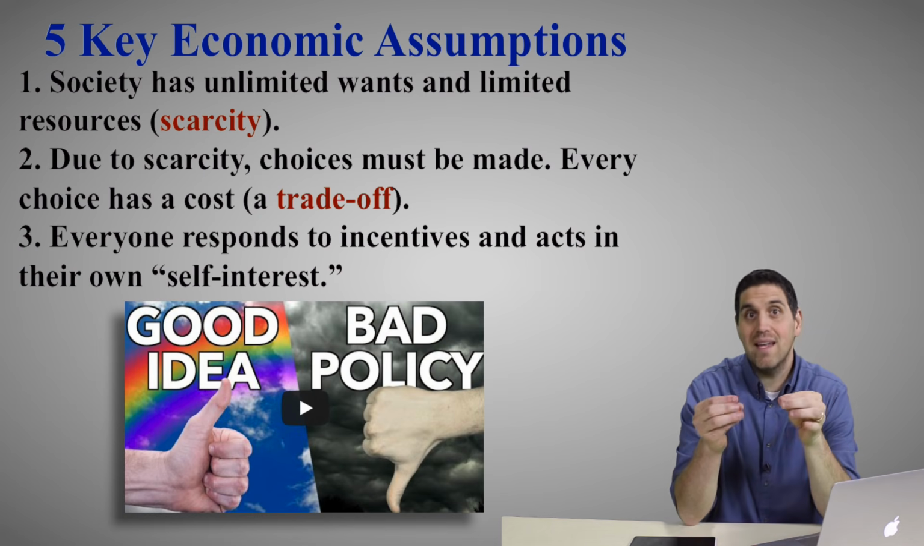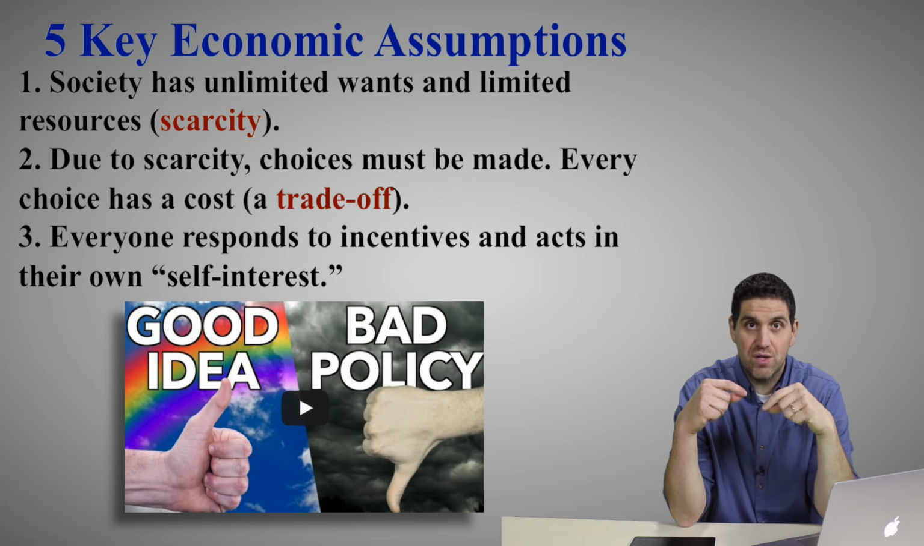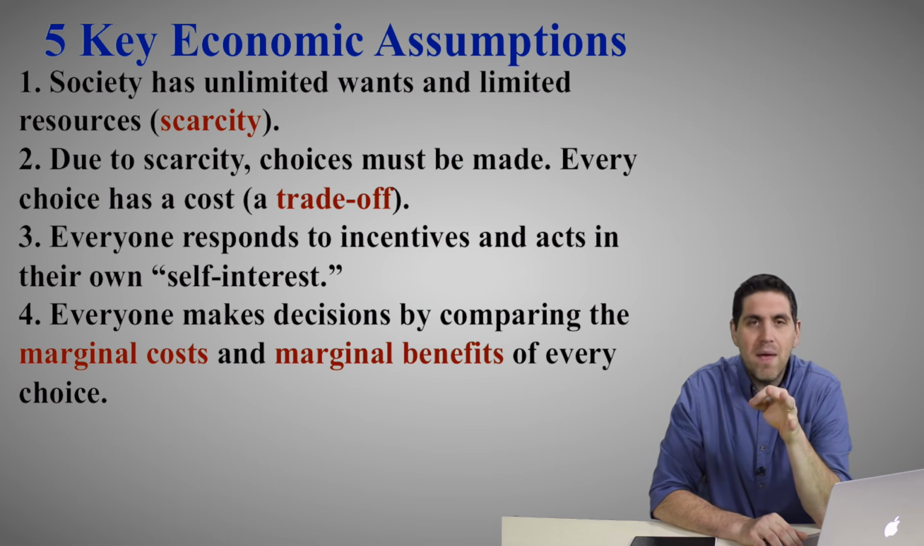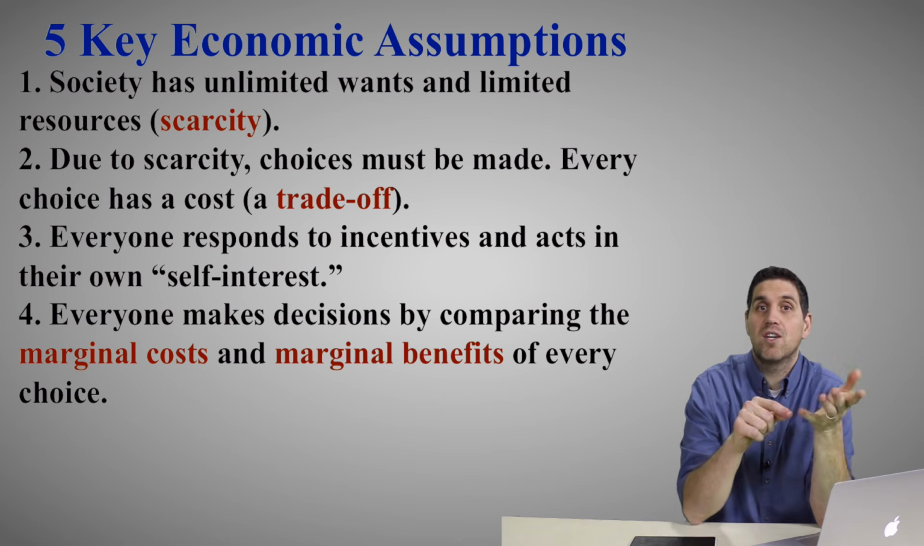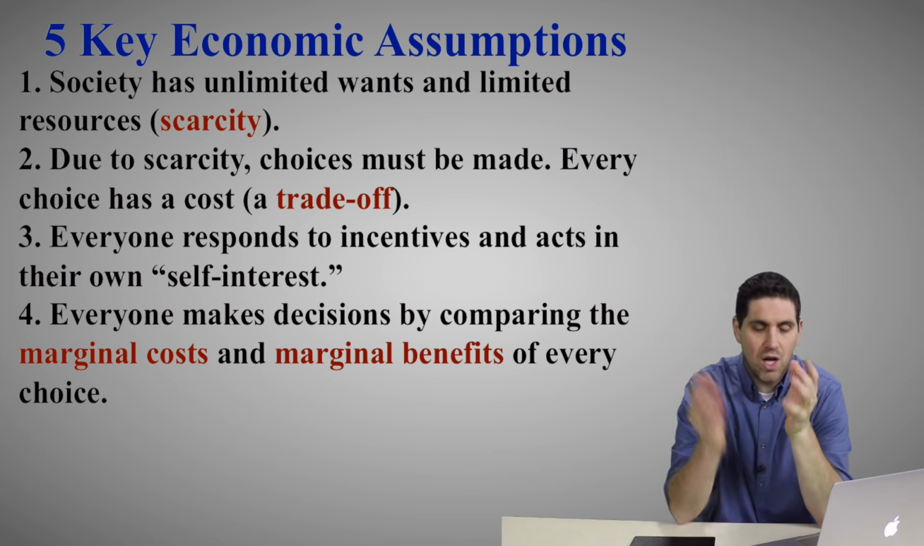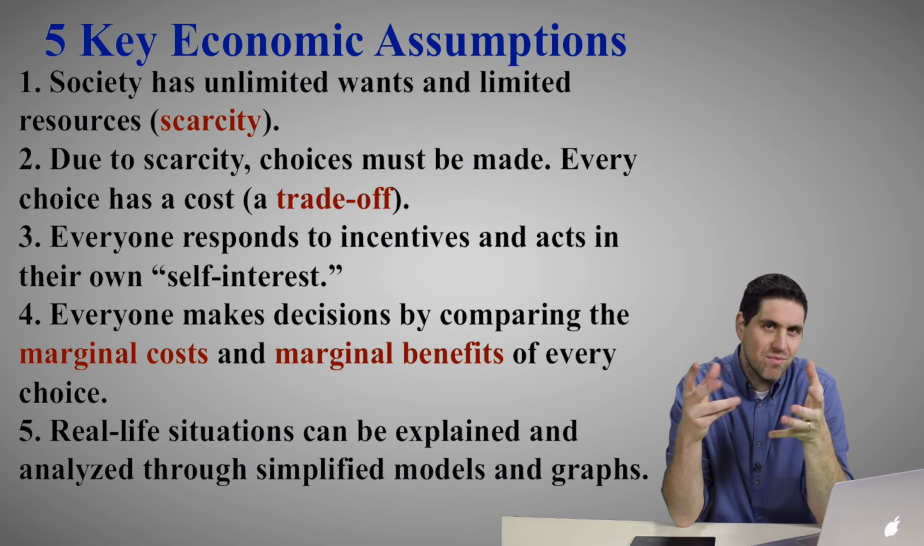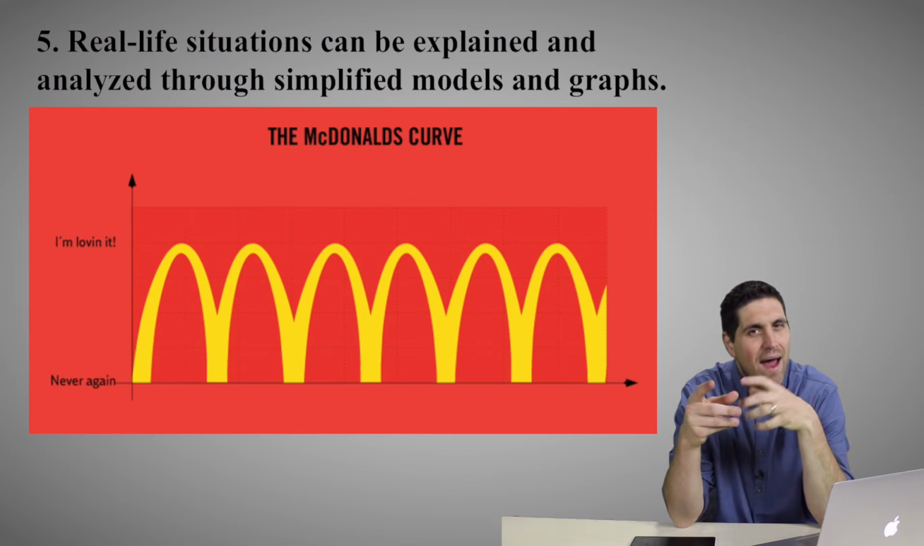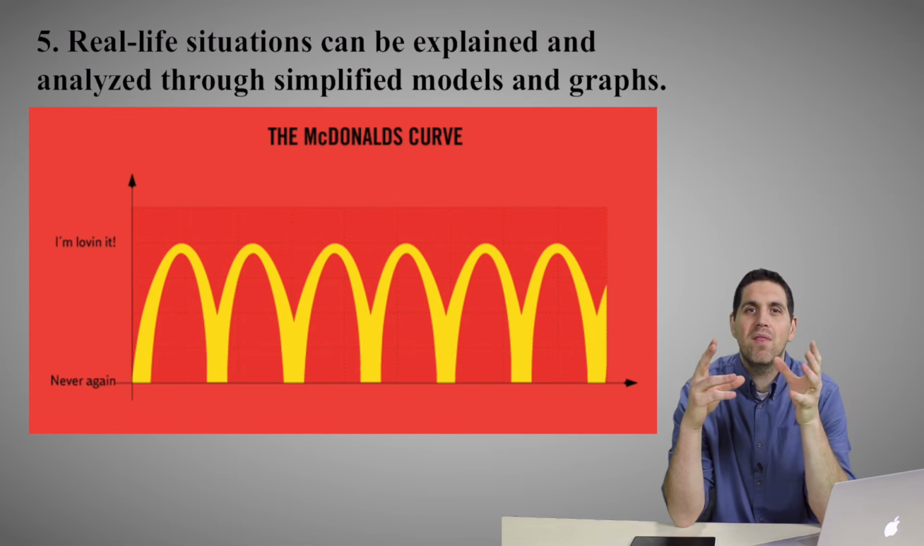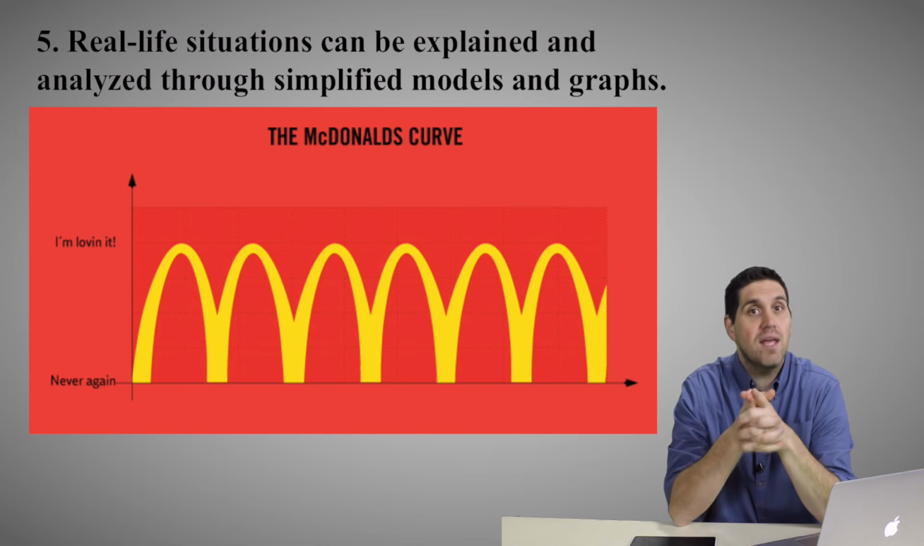Everyone responds to incentives and acts in their own self-interest, right? And then for number 4, everyone makes decisions by looking at the additional benefit and the additional cost of your decision. So you weigh the benefits and costs of every decision. And last one, life can be explained kind of with graphs. You can use graphs to explain life. You can explain the economy with graphs. It's not perfect, but you're going to see a lot of graphs in this class, starting here in Unit 1.